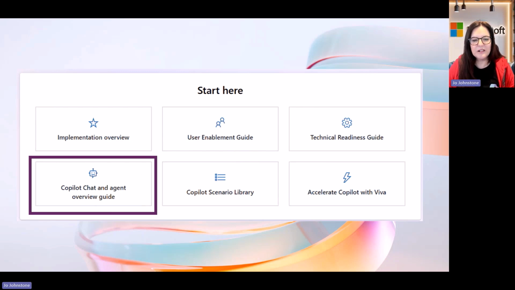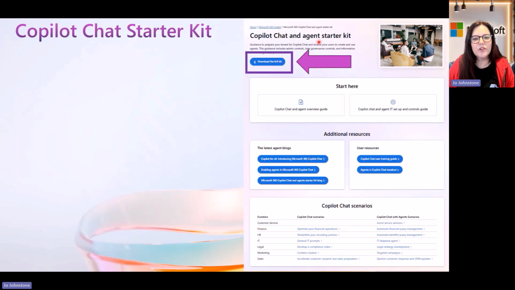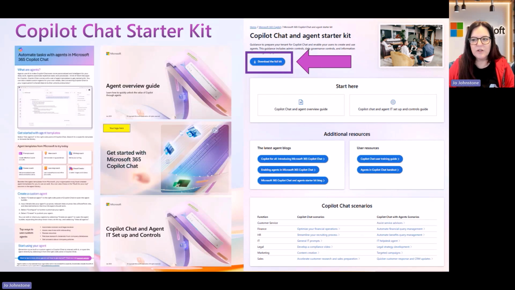Now, actually, when you click into that, what you're going to do is get taken to the new Copilot chat and agent starter kit, which you can download into a zip file. And in that starter kit, you are going to find some really great stuff to get you started. You've got the agent overview, the getting started with Copilot chat training, and then the IT setup and controls.